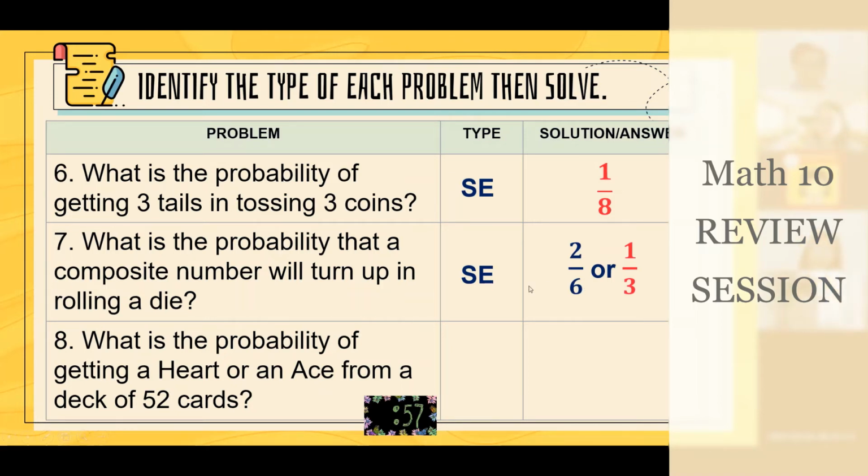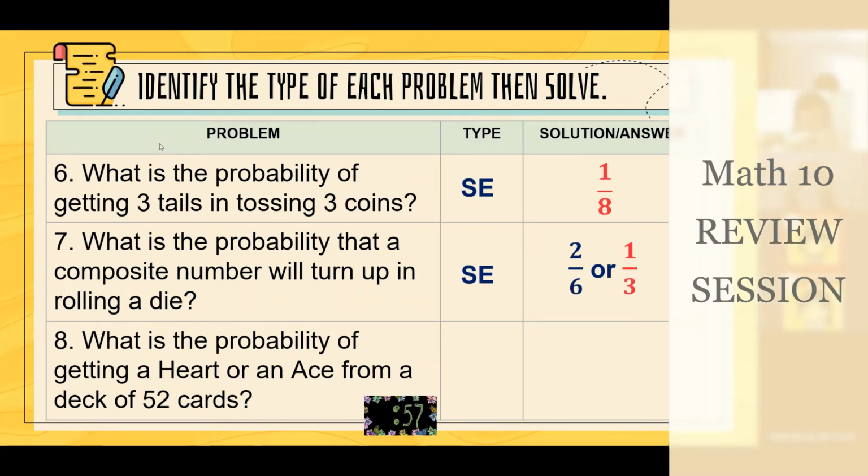But 1/3 nga ba? Bakit 2/6? Yes, 2/6, kasi there are 2, 4 and 6 lang. Then divide by 2, it's 1/3. Yes, 1/3. Next, what is the probability of getting a heart or an ace from a deck of 52 cards? So what type is this?